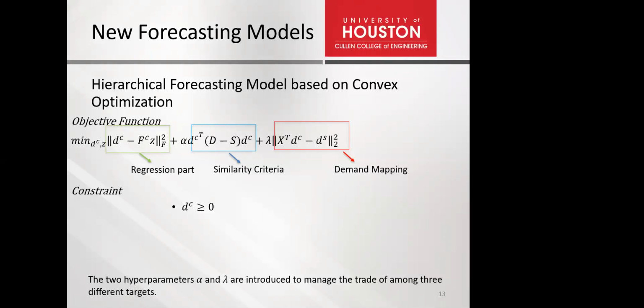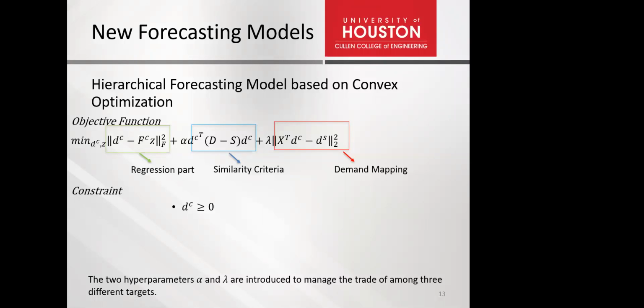delinquency. And the last part actually represents the demand mapping. So using the interaction matrix XC, we want to map the demand of school delinquency to the census tract delinquency. The constraint simply is the domain constraint, which shows that the delinquency in any census tract has to be greater than 0. We cannot have a negative value.